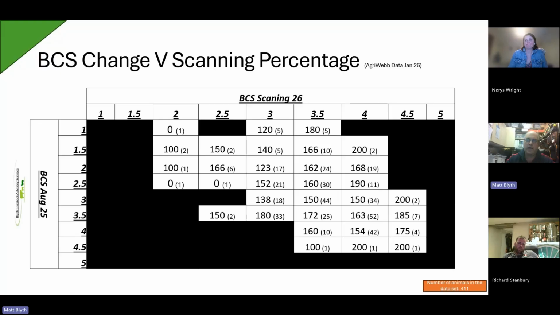We could do with overlaying the age profile on it and bits and pieces to understand what's going on a bit more. But if you're looking up here, 2.5 going up to a 4, they're the ones that have done the biggest jump in condition and given you the results. We've got another year.